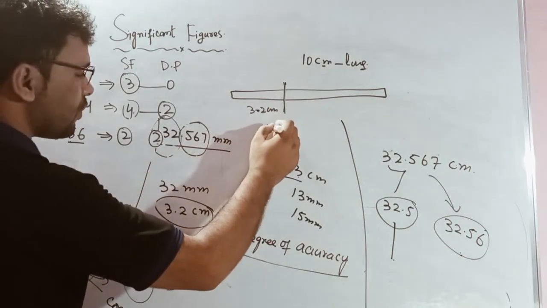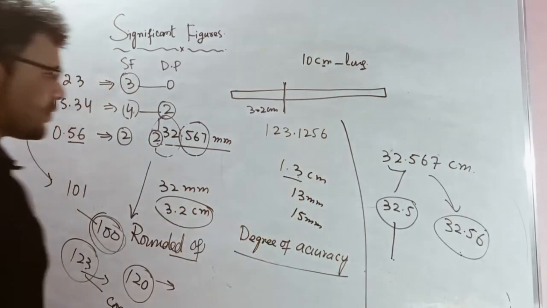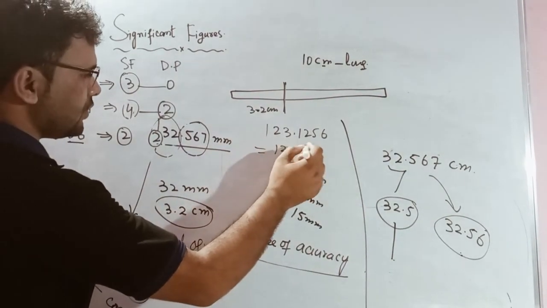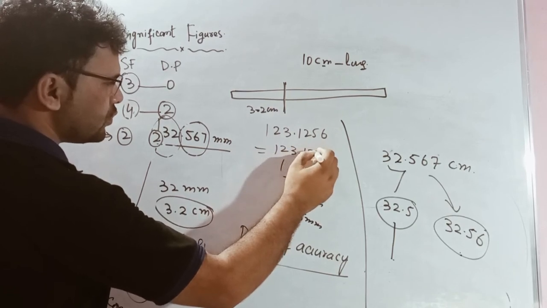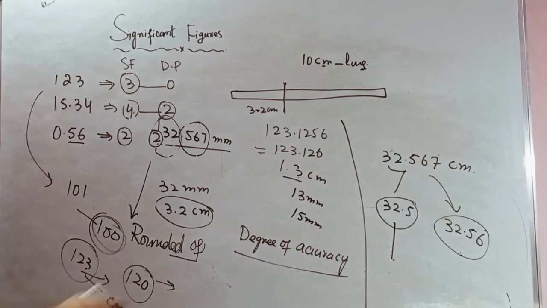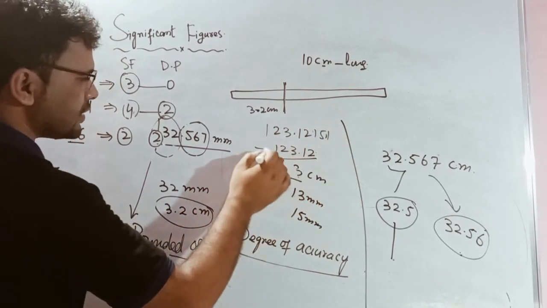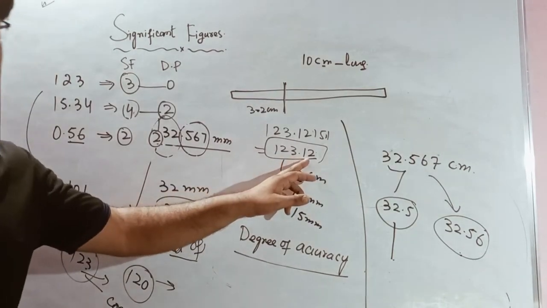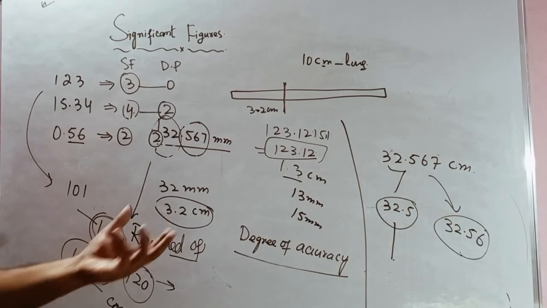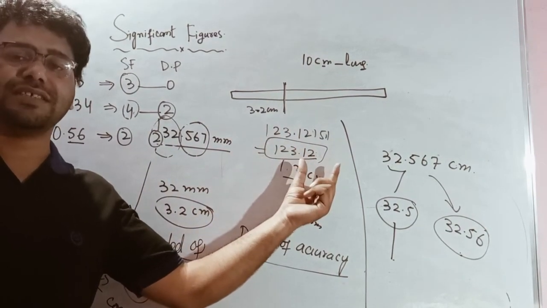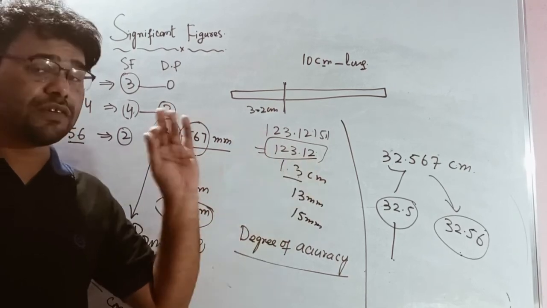One more thing is there. If I am writing 123.1256, and I write its answer as 123.12, you can see here I am writing only two decimal places, or simply I can say I am writing this number up to two decimal places. Second thing, I am writing this number corrected to 1, 2, 3, 4, 5 significant figures.